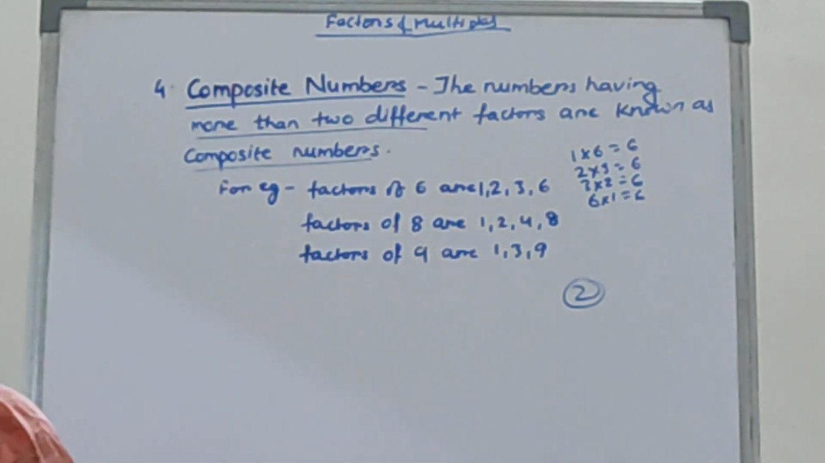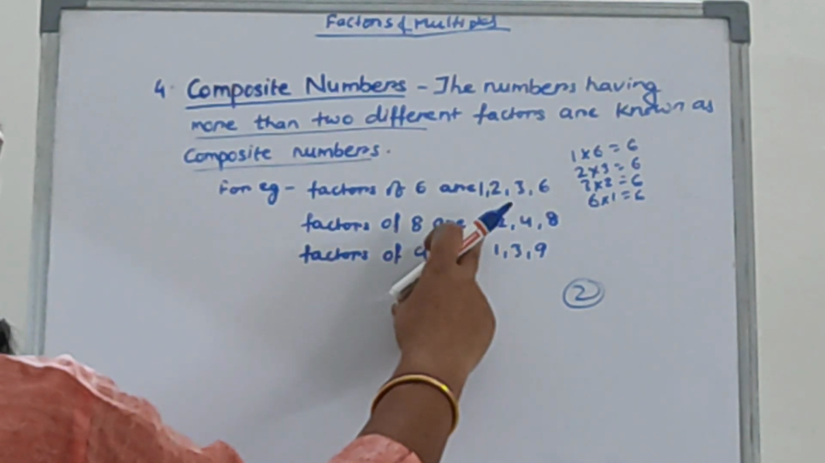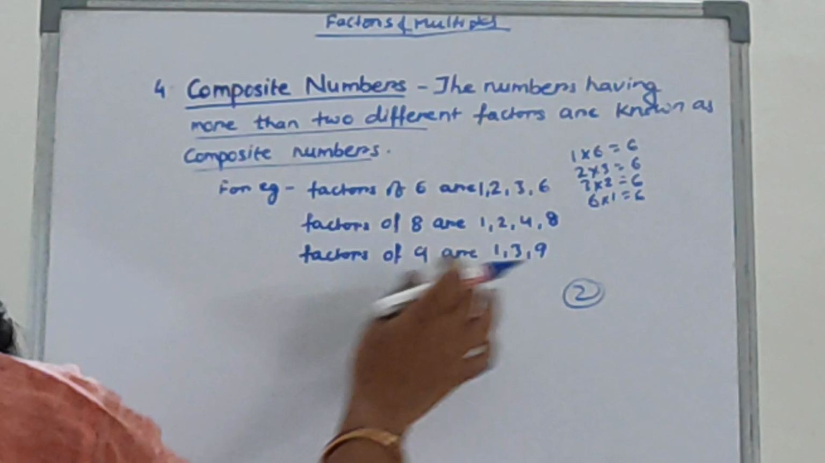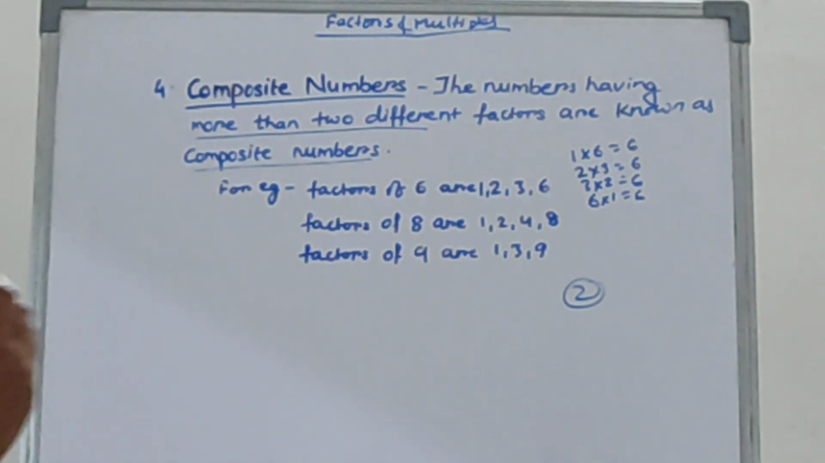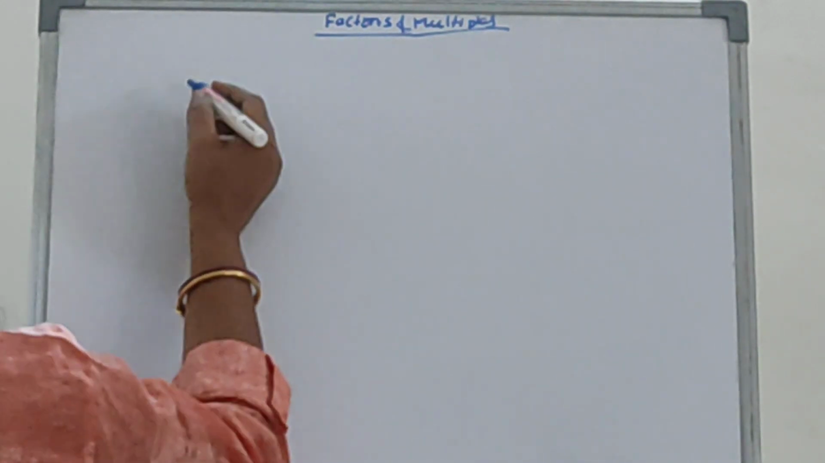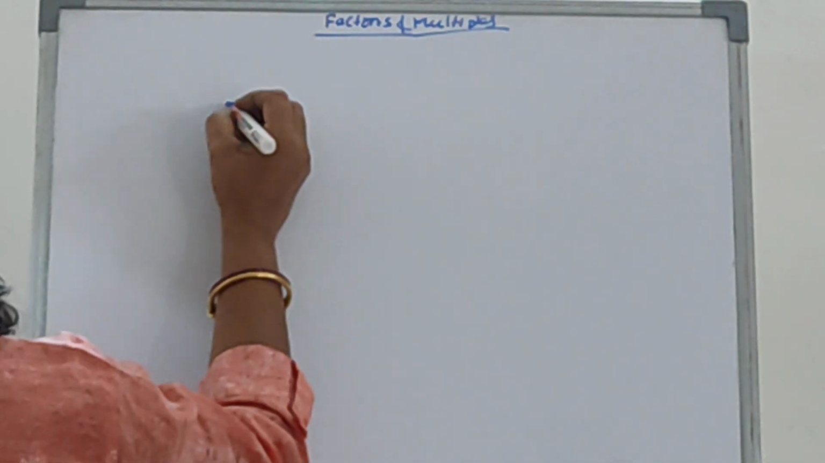So that's why these numbers are called composite numbers. Like see, for 8 also it's 1, 2, 4 and 8. For 9 also it's 1, 3 and 9. So what we understand is that the numbers which have more than two different factors are called composite numbers. Now we know what a prime number is and what a composite number is.